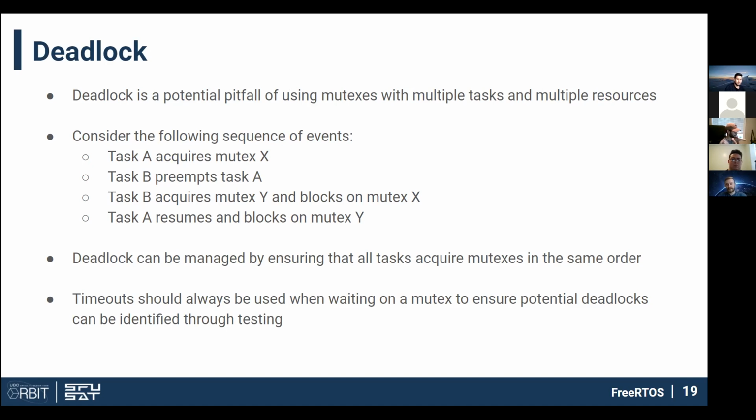So you manage this generally by always ensuring that you acquire mutexes in the same order in every task that uses the same mutexes. So in this case, you could have fixed this by acquiring X and then Y in B, right, instead of the opposite order. And again, going back to what I said before, you should always use timeouts when waiting on mutexes, because that way you can catch deadlocks at design and test time, rather than finding out after you've deployed the system.